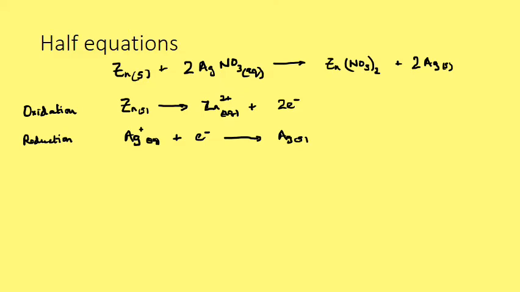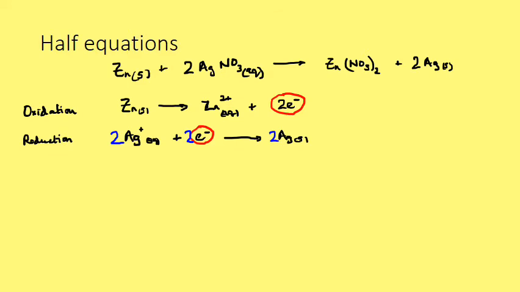And when we want to combine these into a full balanced redox equation, we can't do it yet, because you can see that here we have 2 electrons being given off, and here we only have 1 electron being accepted. So what we need to do is multiply the second equation, in this case the reduction equation, by 2. So you would have 2 silver ions, and they would accept 2 electrons to give you 2 silver atoms. And once you've done that, you can now add them together.